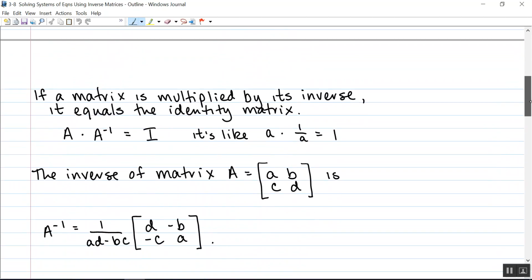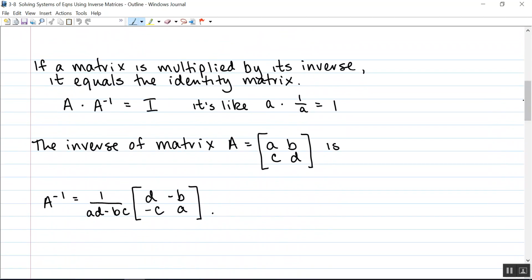So why does this matter? If a matrix is multiplied by its inverse, it equals the identity matrix. It equals 1. So if I have matrix A, and it's multiplied by its inverse, now remember, -1 isn't always like to the -1 power. In algebra, it can also mean the inverse. So a matrix times its inverse equals the identity matrix. It's like saying A times 1 over A equals 1. It's kind of like multiplying by the reciprocal.